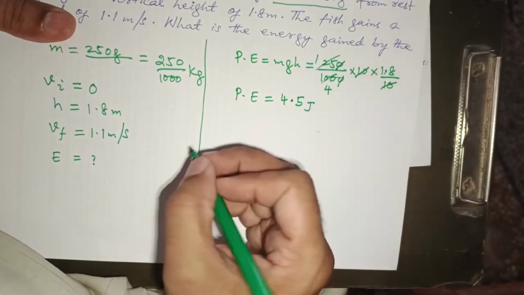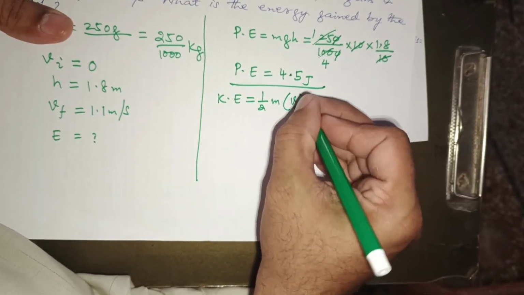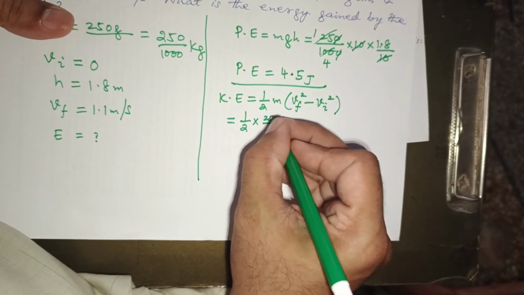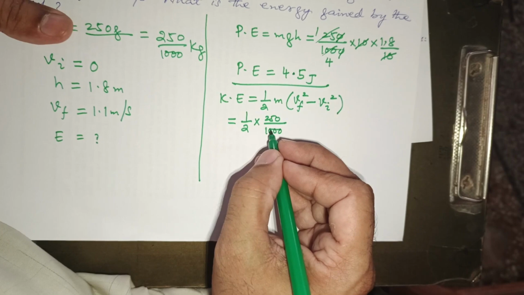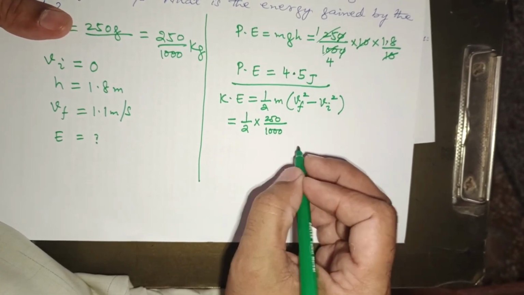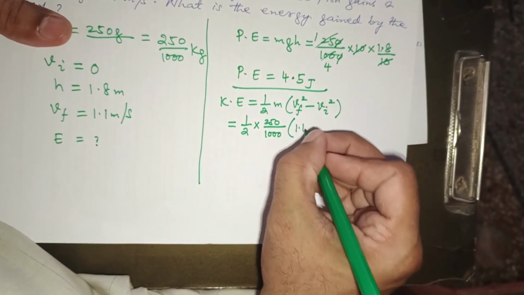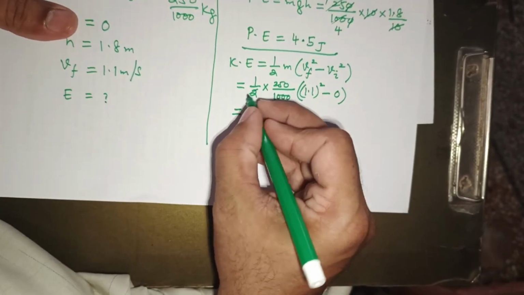This is PE. Now come to kinetic energy. Half m times (vf square minus vi square). Half m is how much? 250 divided by 1000. I can write 0.25 over here, but it is worthless, because when you multiply with a decimal point it becomes more difficult. Now this is vf square, 1.1 whole square, minus 0. So 2 ones are 2.